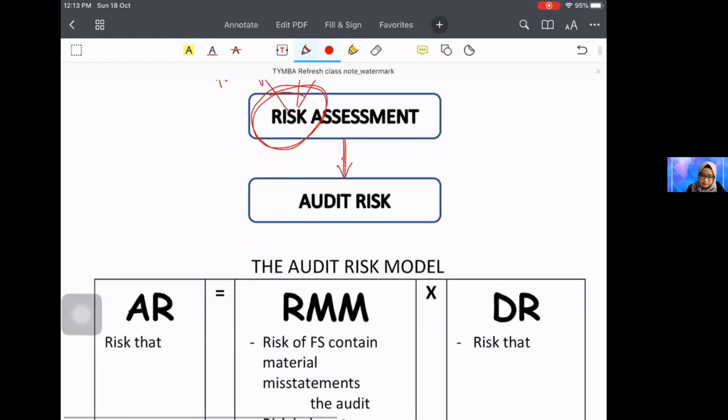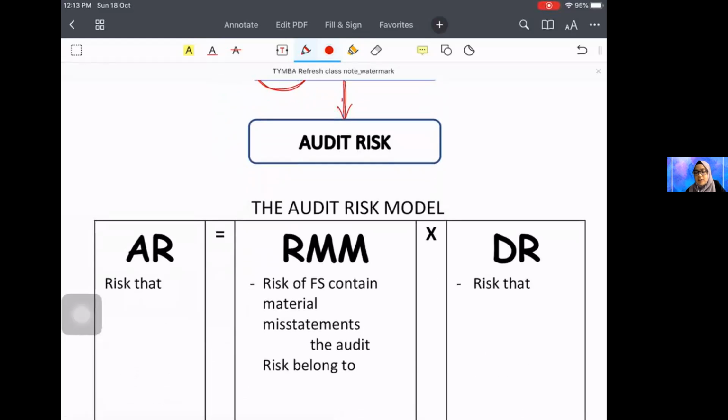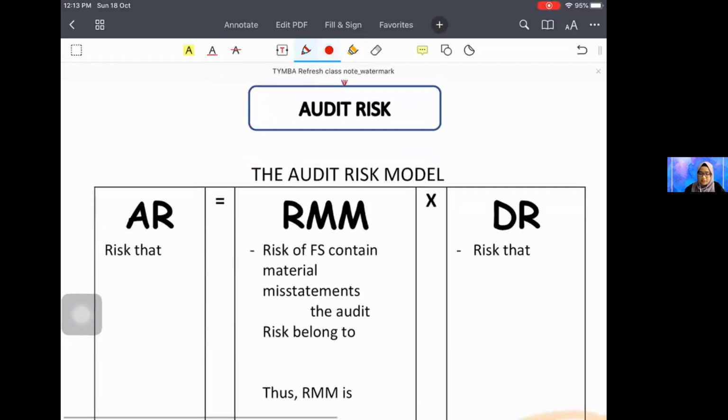So when we talk about audit risk, you have learned the audit risk model. AR equals RMM times DR. AR stands for audit risk. RMM stands for risk of material misstatements. DR stands for detection risk.